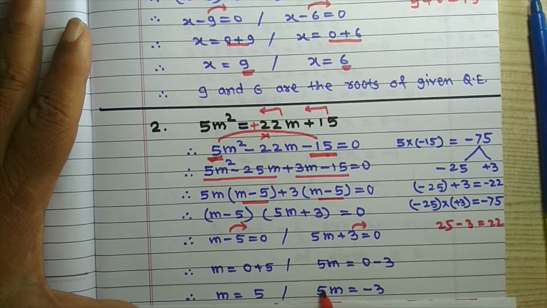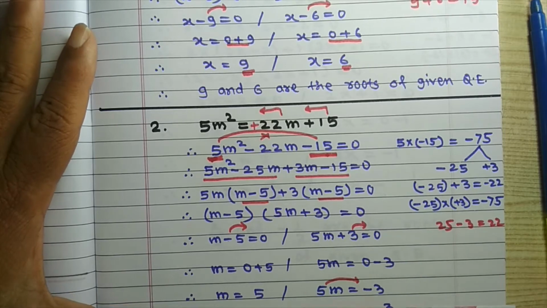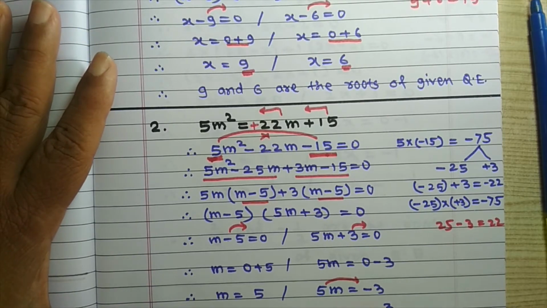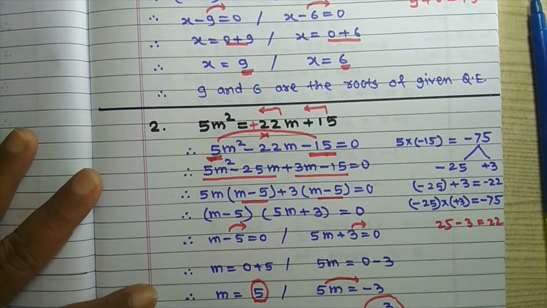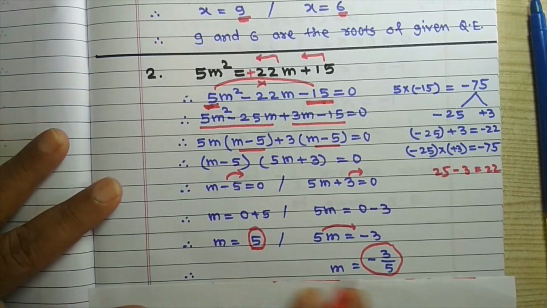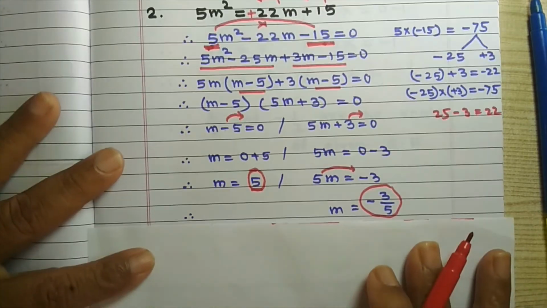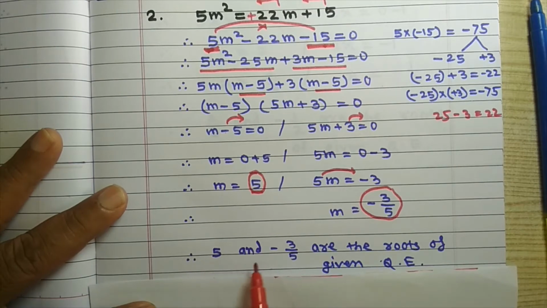Again, this 5 is multiplied by m. We have to take it to the right side of that equality, then it goes to the denominator. Therefore, m is equal to minus 3 upon 5. These are the values of m. It means these two are the roots of the given quadratic equation. Therefore, we finally write that 5 and minus 3 upon 5 are the roots of the given quadratic equation.